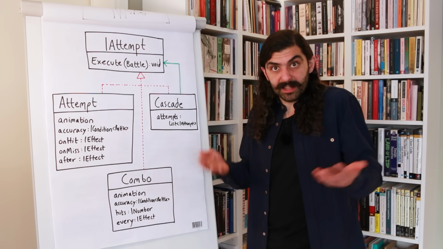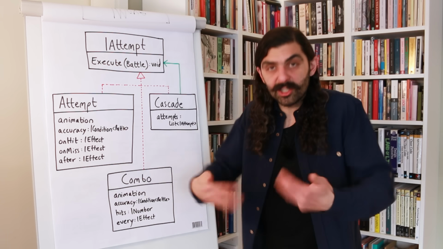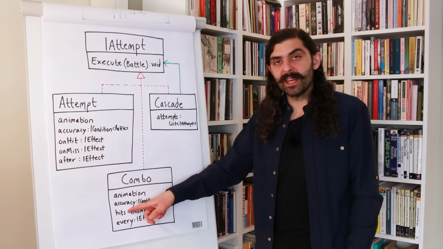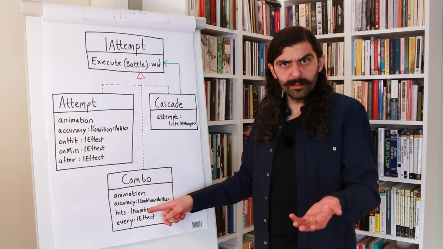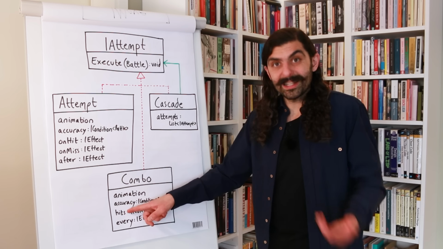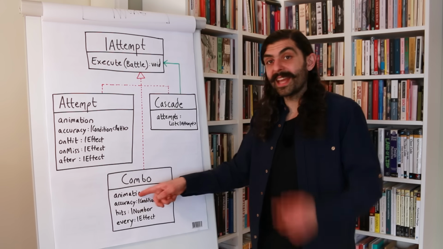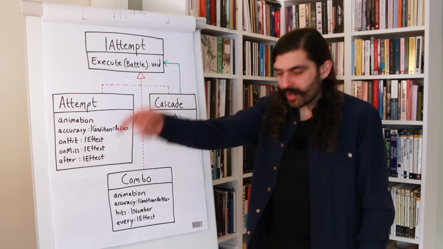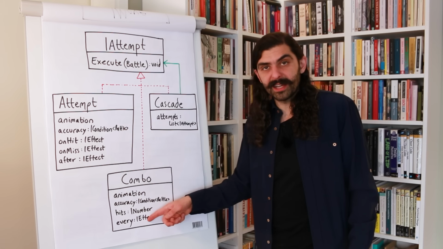And every is then the effect that's supposed to be executed as many times as we've hit. If the number happens to be a random number between 1 and 3, and you roll the number 3, that means that the combo has hit 3 times, which means that we will play the animation 3 times, and after each animation, we will run this every effect every time.